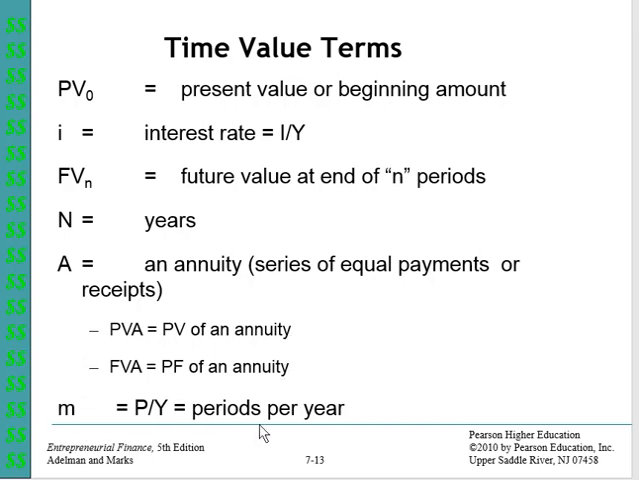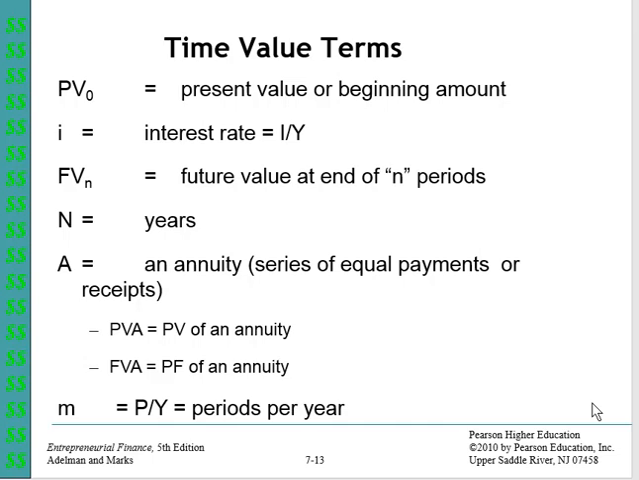M refers to how many periods per year we calculate interest. Normally in business, we calculate interest monthly, 12 times per year. So M, for a lot of our problems, will be 12. But for simplicity, we'll start out thinking about M equal to 1, so that we have what's referred to as annual compounding. When we talk about monthly payments, then we're talking about monthly compounding.